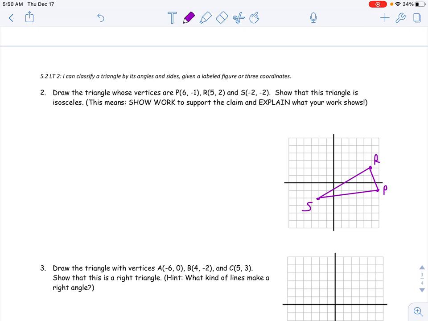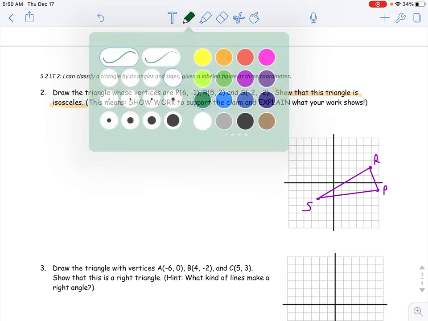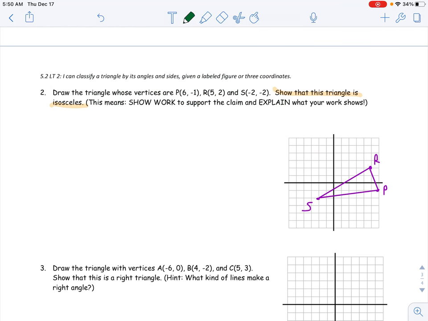We got to classify this triangle, or we're going to show that this triangle is isosceles. So how do we do that? Well, that's side. How do we know the lengths of the side? Well, we got to use the good old distance formula. So we're going to use two techniques right here. Actually, we're just going to use one technique. We're just going to get really good at the distance formula.